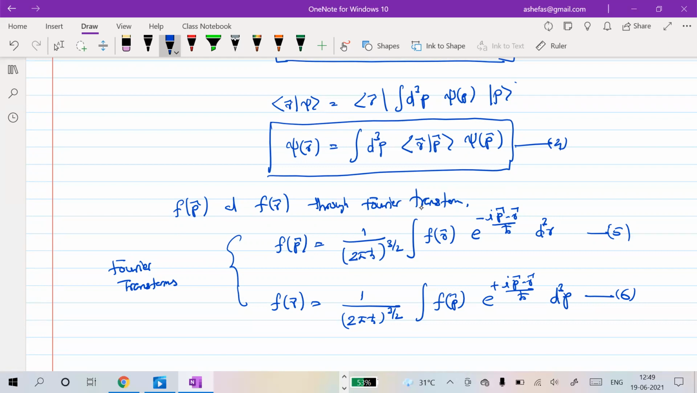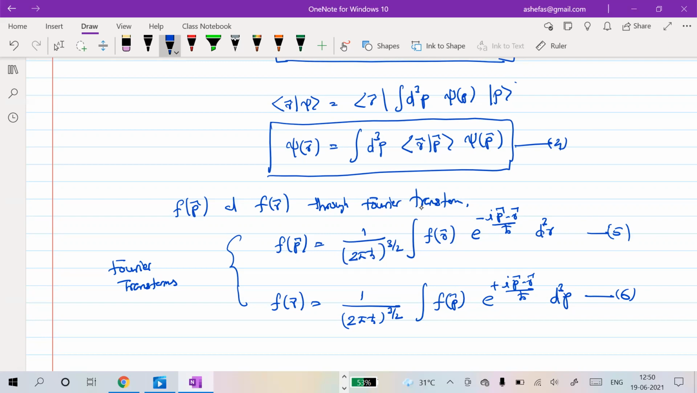I have included an h cross here because p dot r has the dimension of angular momentum, but the argument of the exponential must be dimensionless. That is why we have divided by h cross. If it is dimensionless, then there is no need to put h cross. Earlier, when dealing with mathematical methods of physics, you might not have used this h cross symbol, the main reason being that there you might have used dimensionless quantities. So that is the difference.